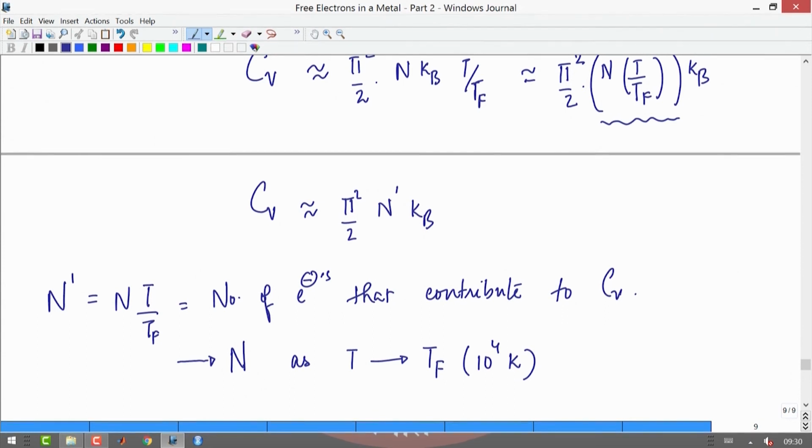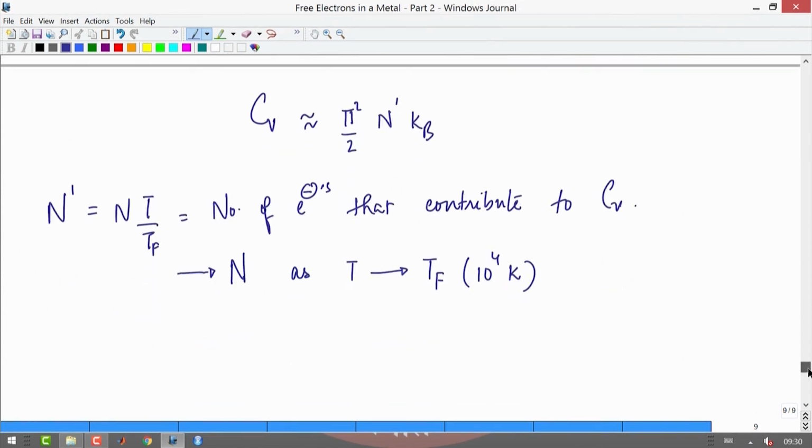At such high temperatures, it is expected that all the electrons in the system will be contributing to the heat capacity, because all of them will be thermal. You do not have a quantum picture at that temperature. You are strongly in the classical limit.